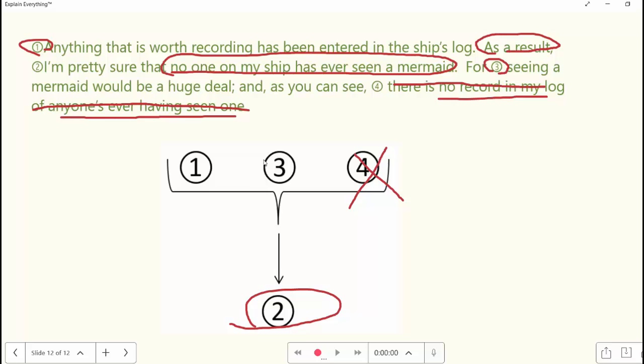Or if you say that anything that is worth recording has been entered in the ship's log, and seeing a mermaid would be a huge deal, you can't get to the conclusion that no one on the ship has ever seen a mermaid, because if you remove 4, maybe it is in the log, right? Maybe it is in the log, in which case, someone did see a mermaid. So that's why all three of these have to work conjointly to get us to 2.